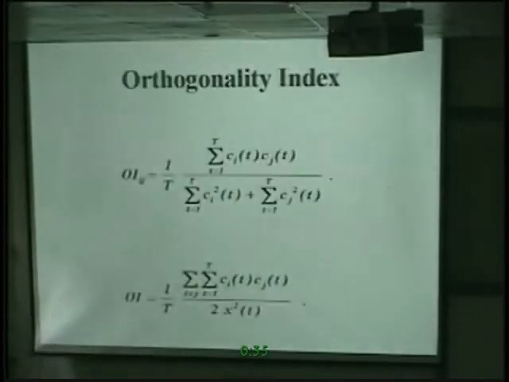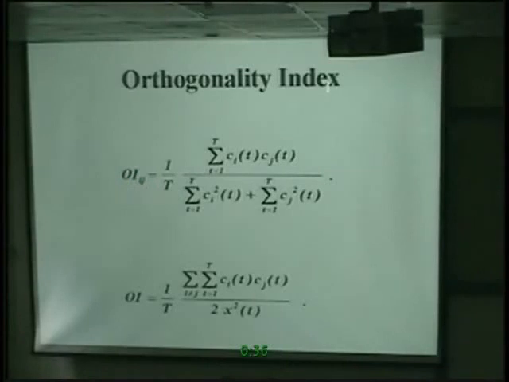The orthogonality index is defined like this: Ci times Cj, where i does not equal j, everywhere. Then I use the Ci total energy and Cj total energy to normalize it, and then divide by T, because I add all the data length. That is the orthogonality index IOij.